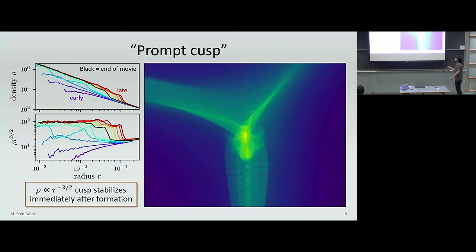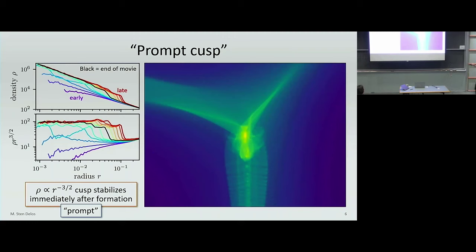The main thing to notice here is that this is a straight line, so it's a pure power law. Actually, here's the same plot, but now I've multiplied the density by radius to the 3/2 power, and it's a horizontal line. So that means we have an r to the minus 3/2 density cusp. And the most interesting feature of this picture to me is that this cusp is set immediately at the moment of collapse of the density peak. So this is a prompt cusp.